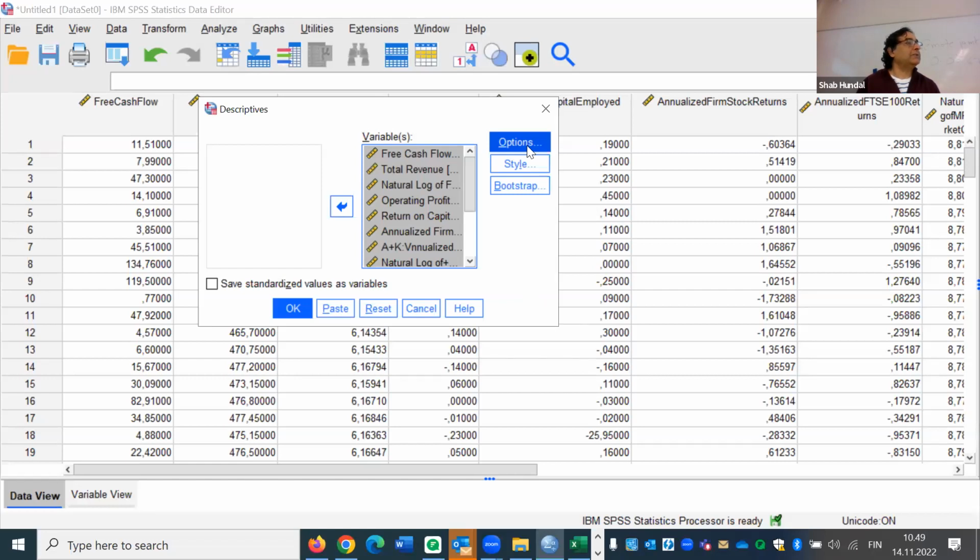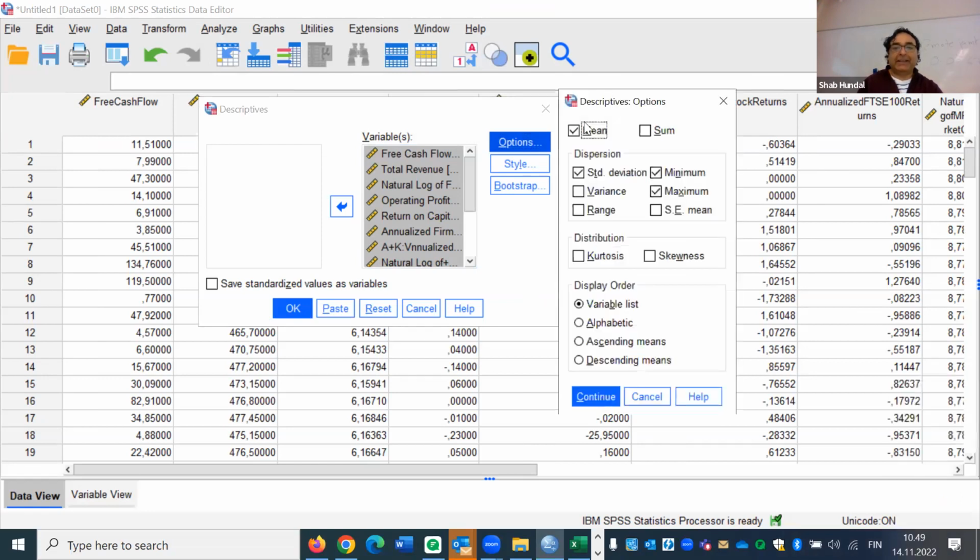Look here, options. What do you have in the options? You have the mean, the standard deviation, the maximum, the minimum. And if you want, you can have the range as well. It's like shopping. It's like a buffet. You can pick up whatever you want. So it's your choice.